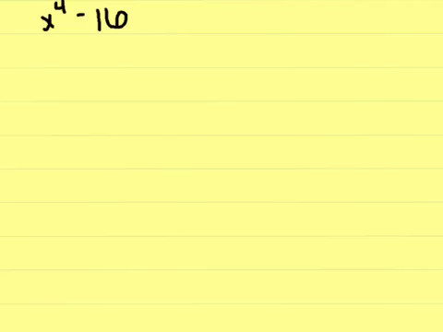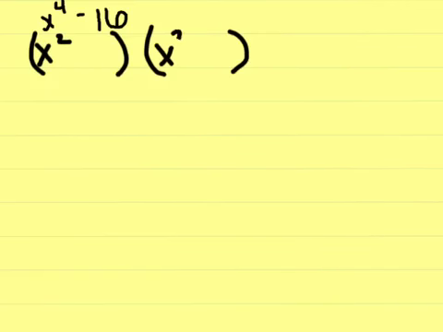We have x to the fourth minus 16. We have perfect squares for both of them. So the square root of x to the fourth is what? X to the second, x squared. And the square root of 16? 4. One's plus and one's minus.